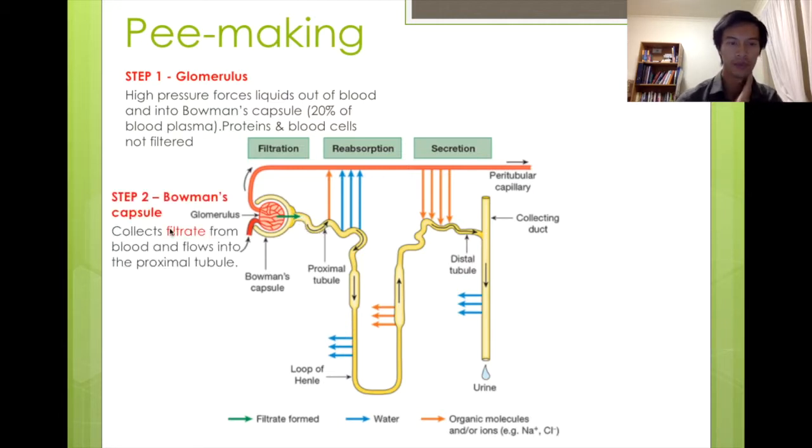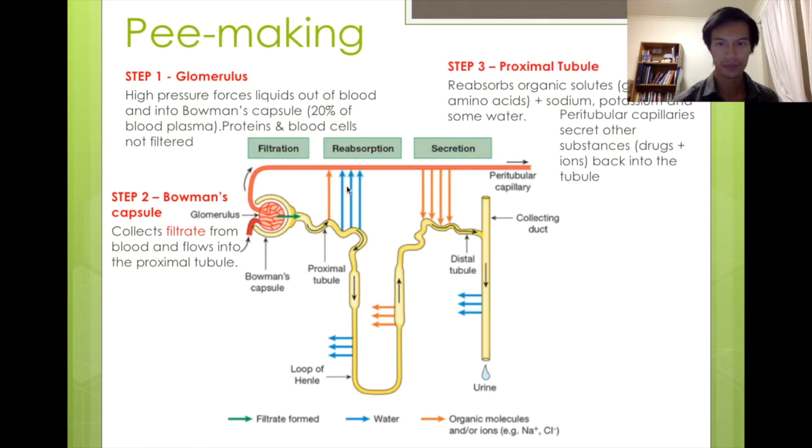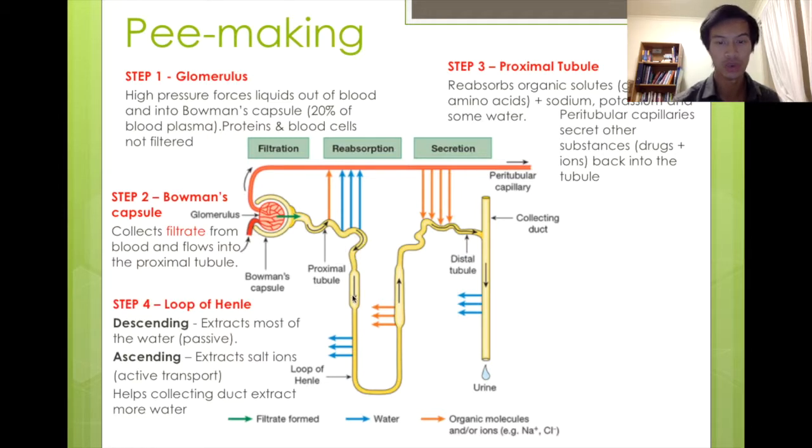The Bowman's capsule collects the filtrate, which is what we now call it, from the blood, and it goes into the proximal tubule. Here it already starts to reabsorb any material that the body needs, mainly things like sodium, potassium, glucose, and amino acids, which get reabsorbed and pushed back into the bloodstream. The rest will then enter the next section, which is the loop of Henle.